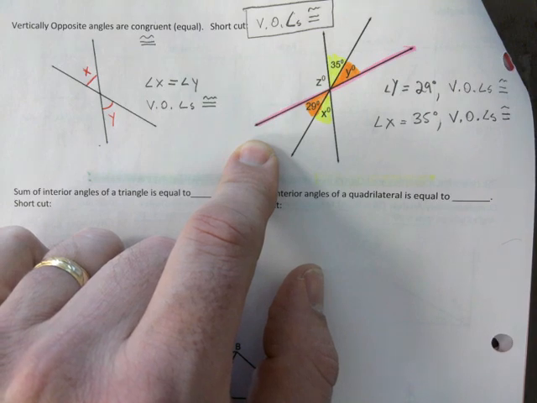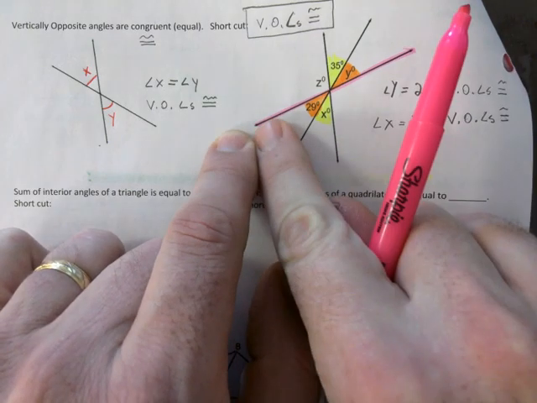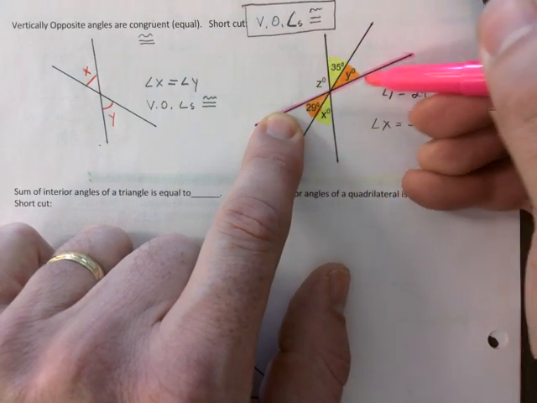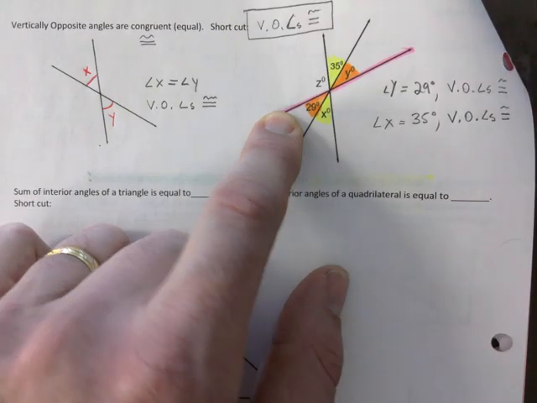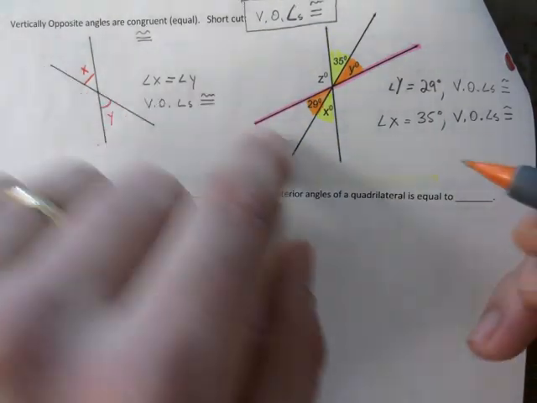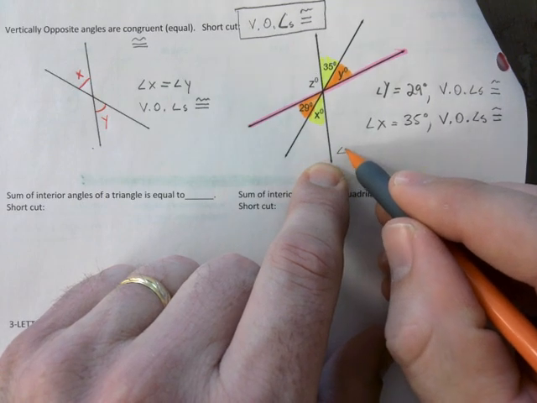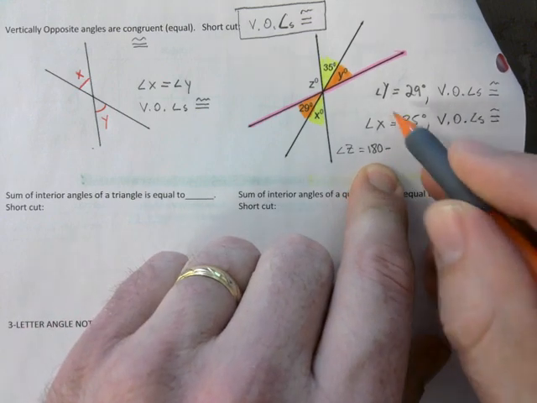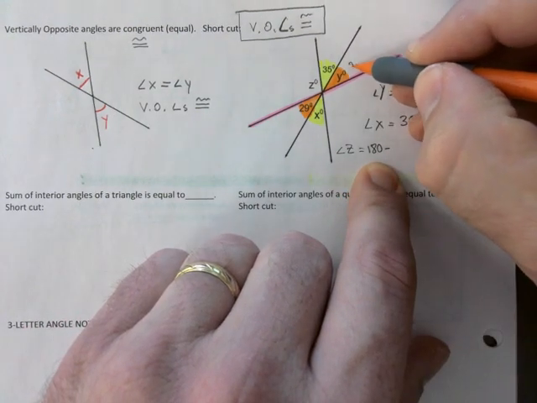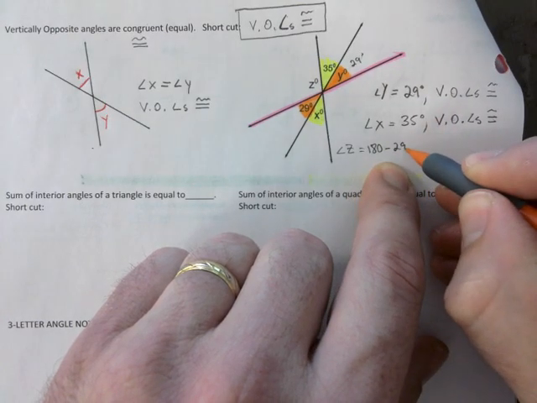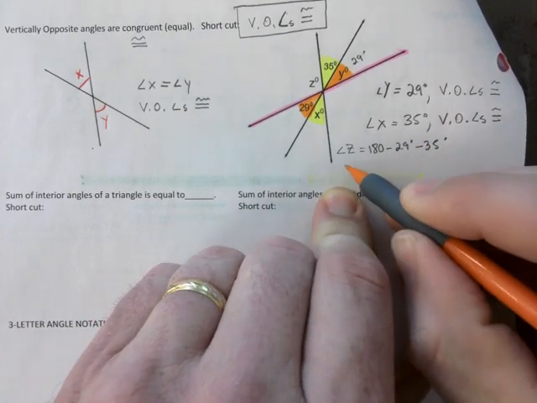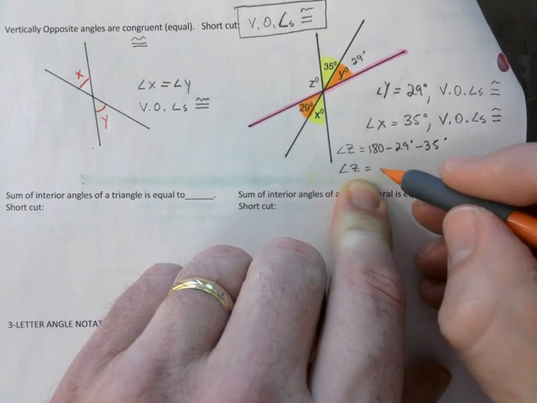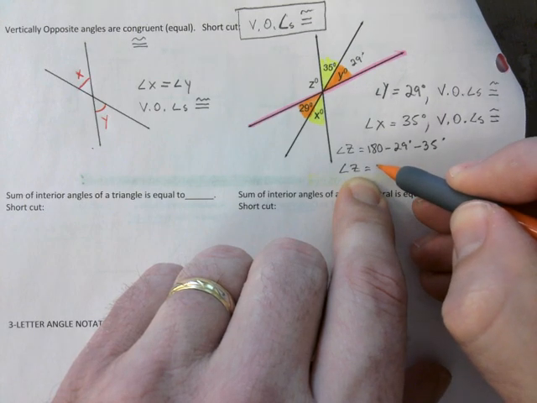Luca might have done a different one, but I identified this straight line here, and I know that all three angles along that pink line add up to 180, right? So in this case, I could easily find that one. Angle Z is 180 minus, I already have Y, this is 29, you can write it in here, minus 29 minus 35. Angle Z is, I'm just going to look at my key here, don't want to get it wrong, 116.